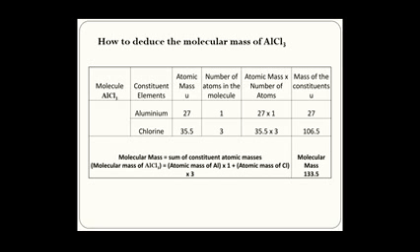Another example, aluminium chloride, AlCl3. Constituent elements, aluminium and chlorine. How many atoms are there here? How many aluminium atoms are there here? Only 1. And what about chlorine? 3.